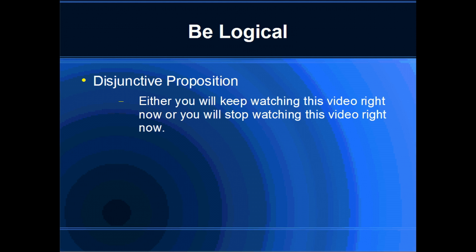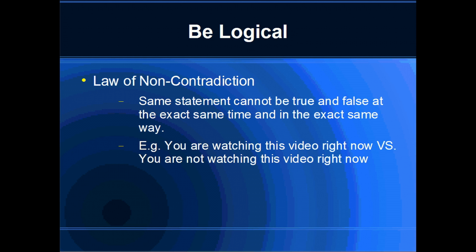Okay? And now this relates to the law of non-contradiction, because the law of non-contradiction just states that the same exact statement cannot be both true and false at the exact same time. So, if the same exact statement cannot be both true and false at the exact same time, then that means the same exact statement must be either true or false. Okay? So, either it's true that you will keep watching this video, or it's false that you will keep watching this video. Okay? Either you are watching this video right now, or you are not watching this video right now.